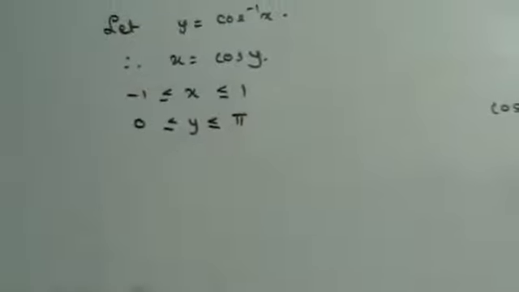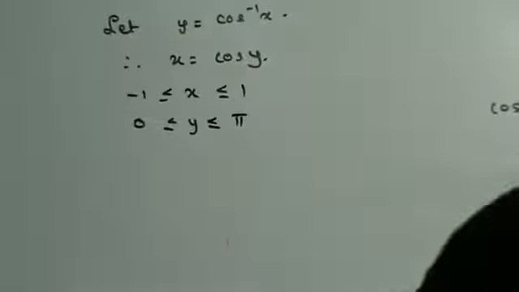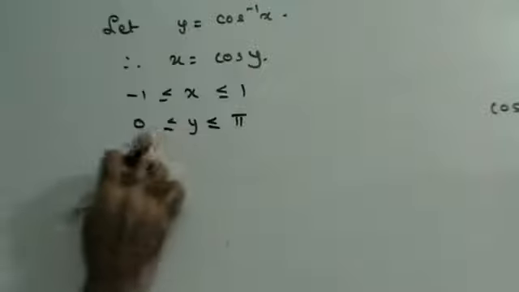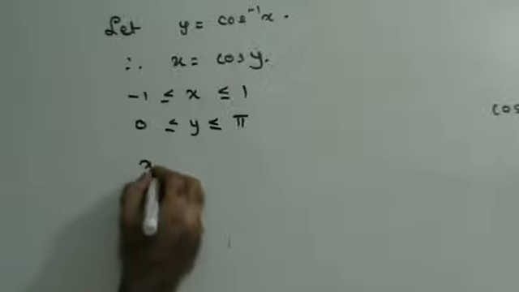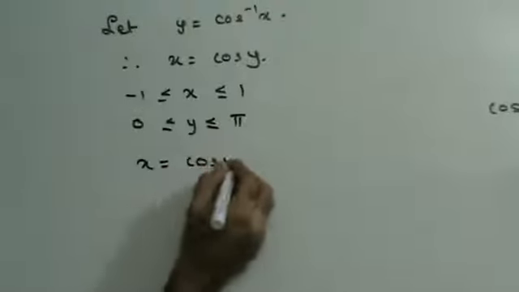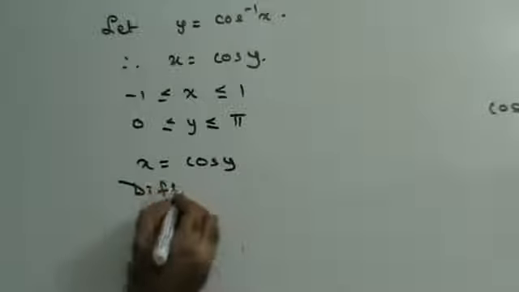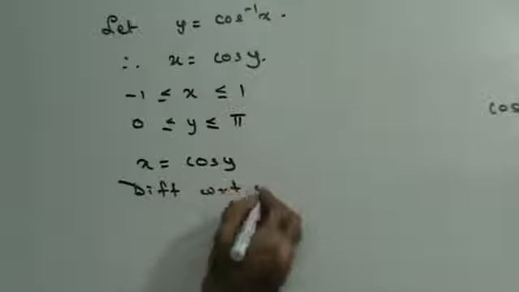So I can say that y is greater than 0 and less than 180 degrees. Now let's continue from where we had left. x is equal to cos y. Differentiate with respect to y.